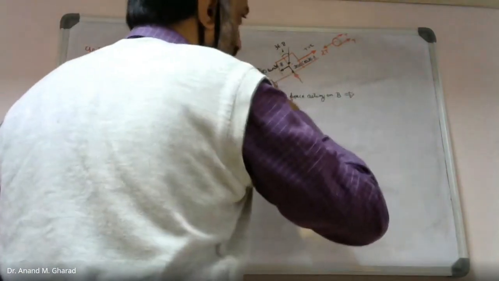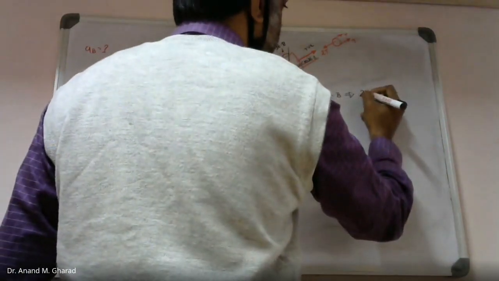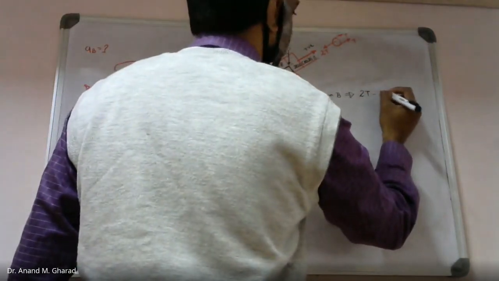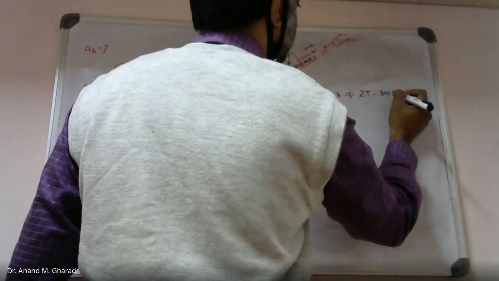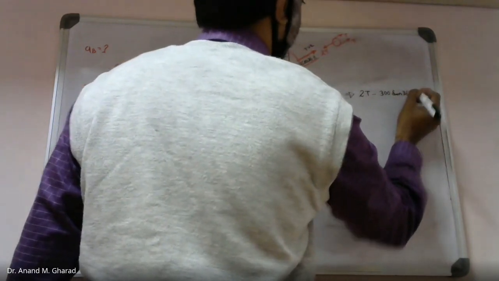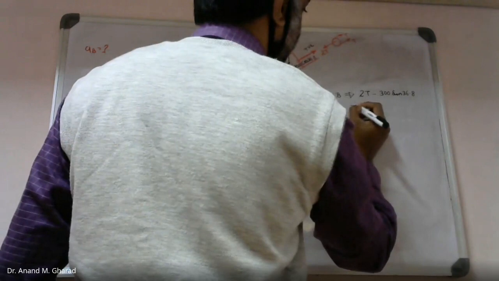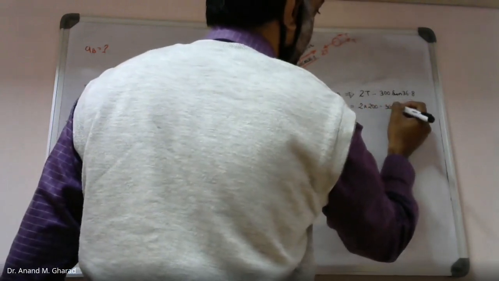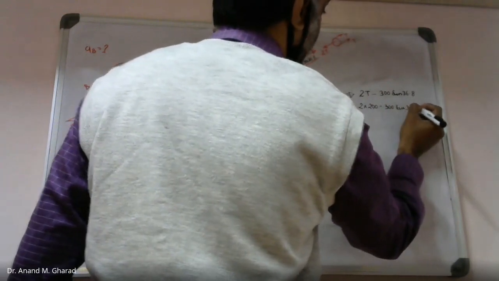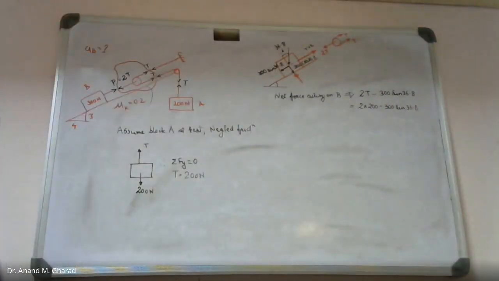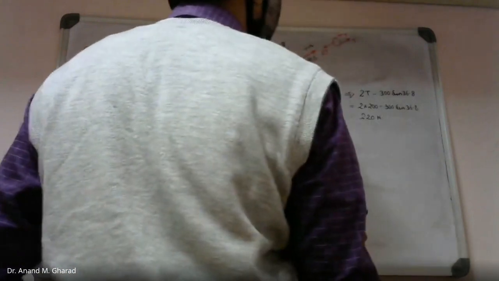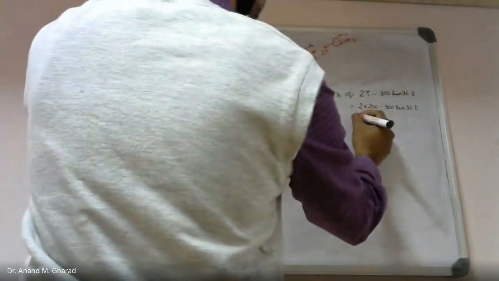It is 2 times T minus 300 sine 36.8, or 2 into 200 minus 300 sine 36.8. So how much is this value? Please calculate. 220.2, okay, 220 Newton. How did this come out to be positive?